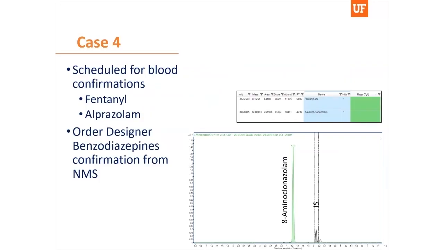Since the medical examiner included numerous drugs of abuse, we wanted to ensure that we did our out-of-scope analysis. We were able to identify 8-aminoclonazolam using our designer benzodiazepine PCDL. Since this is a pending case, the blood has been scheduled for confirmation for fentanyl and alprazolam. Clonazolam and 8-aminoclonazolam were not included in our validated method for the GCMS for designer benzodiazepines, and therefore we sent this out to NMS for a designer benzodiazepine confirmation.